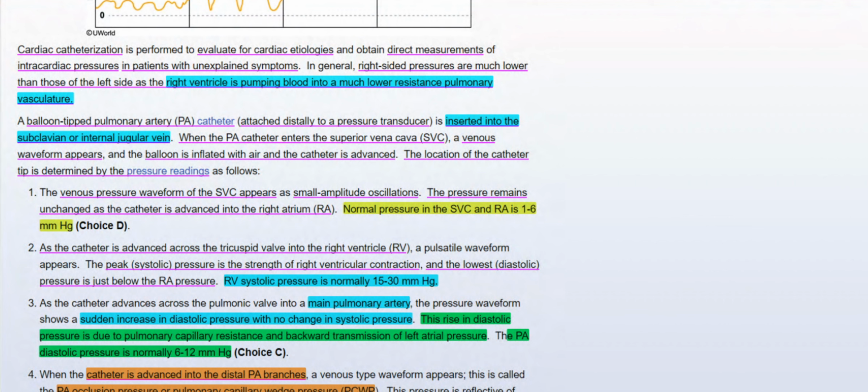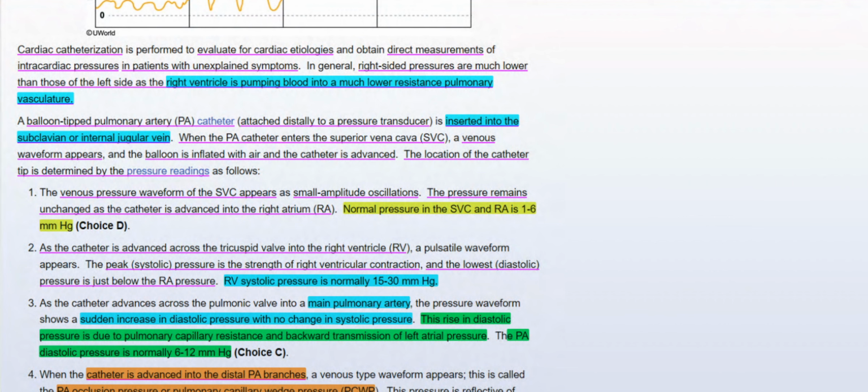As the catheter is advanced across the tricuspid valve into the right ventricle, a pulsatile waveform appears. The peak systolic pressure reflects the strength of right ventricular contraction, and the lowest, that is the diastolic pressure, is just below the right atrial pressure. Right ventricular systolic pressure is normally 15 to 30 mm Hg.